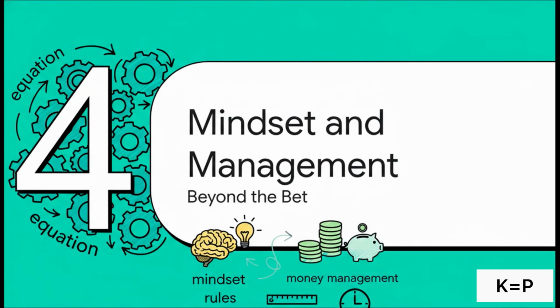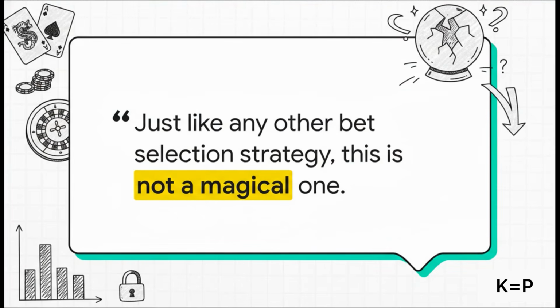Okay, so choosing where to put your chips is one thing, but honestly, it's only part of the equation. Just as important, maybe even more so, is the mindset and the money management rules you bring with you to the table. And let's get this out of the way because it's a huge dose of reality. Our brains are literally wired to find patterns, which is why systems like this are so appealing.